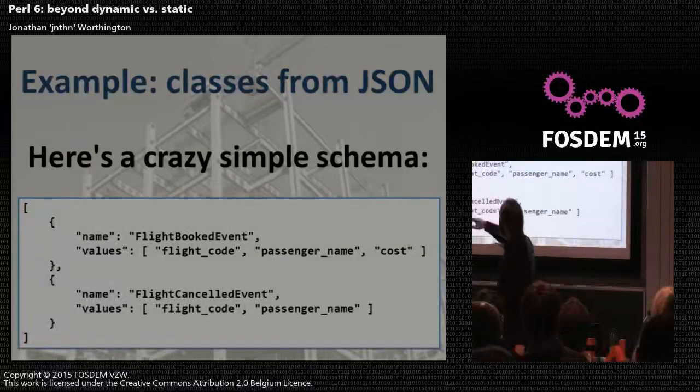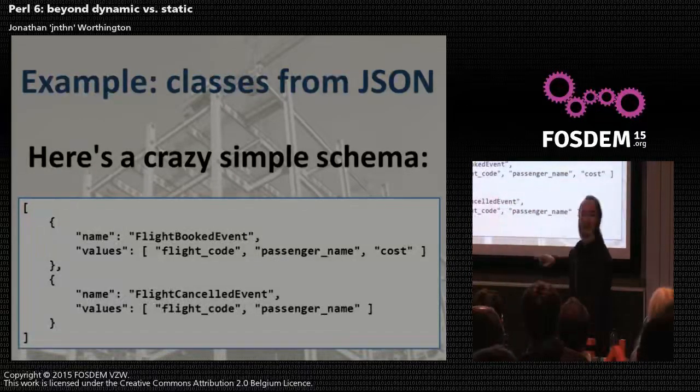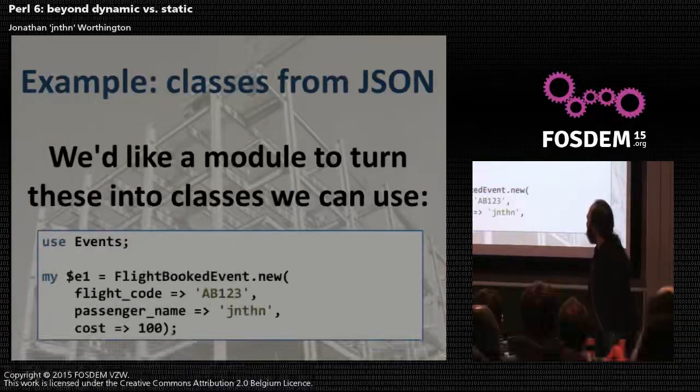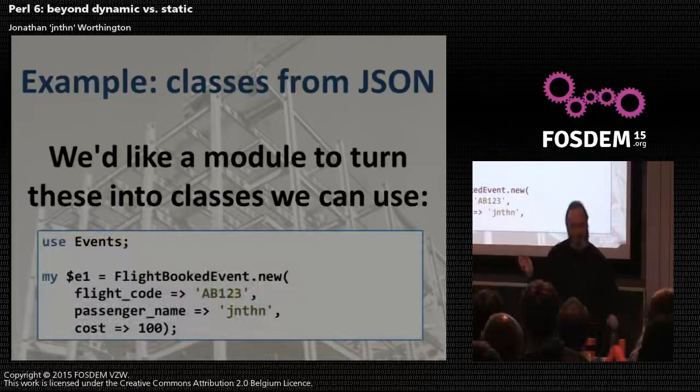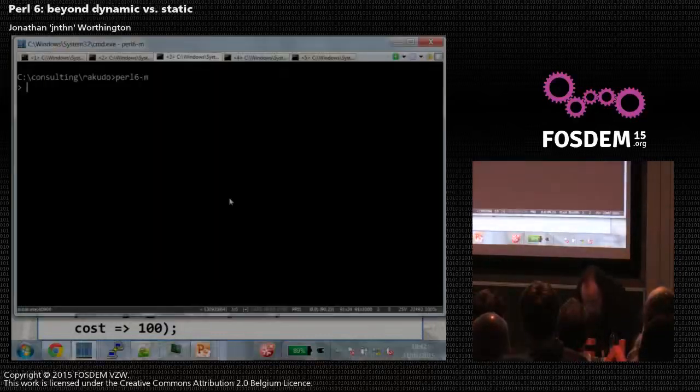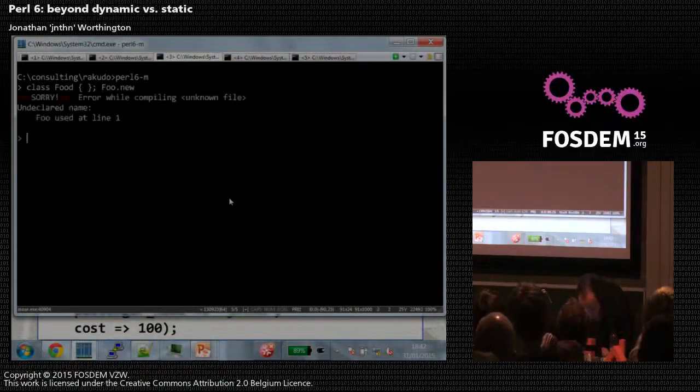Okay, it's got a name of the event, and I want to have a class with that name, and I want my class to have these different fields. Now, what I'd really like is to be able to just use some module that is going to read that JSON file, produce the classes, and export them, and I can then just use them. And just to show you why it's really important that they exist at compile time, if I go to my REPL here and I say class foo, and then I say Foo.new, it's actually going to complain and say, oh, you used an undeclared name Foo there.